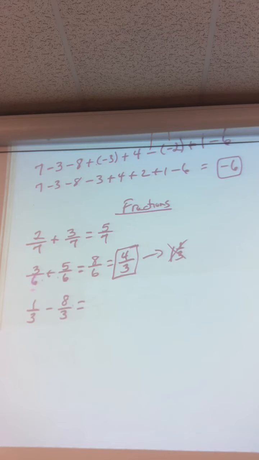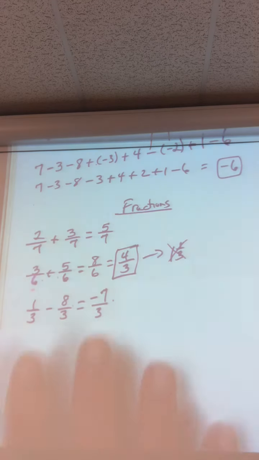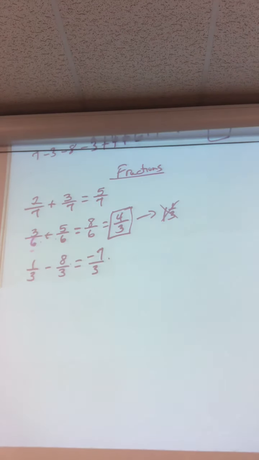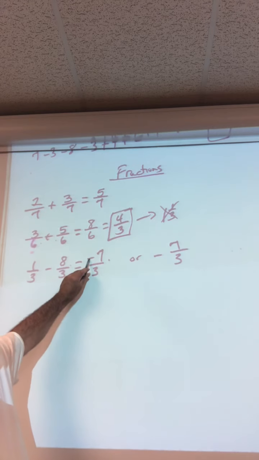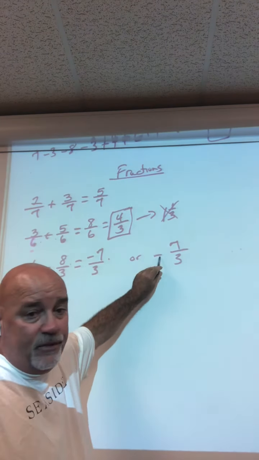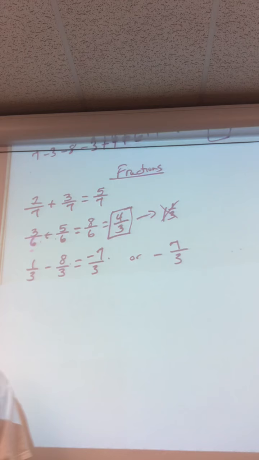Okay, so if I have 1 over 3 minus 8 over 3. Well, the denominators are the same. So the denominator will be 3. But now we're back to, if you win 1 and you lose 8, then what are you? You are down 7. So that's minus 7/3. Now, whenever you see a fraction written with a negative, it can be written this way or this way with the negative out front. Either one of those is mathematically the same.